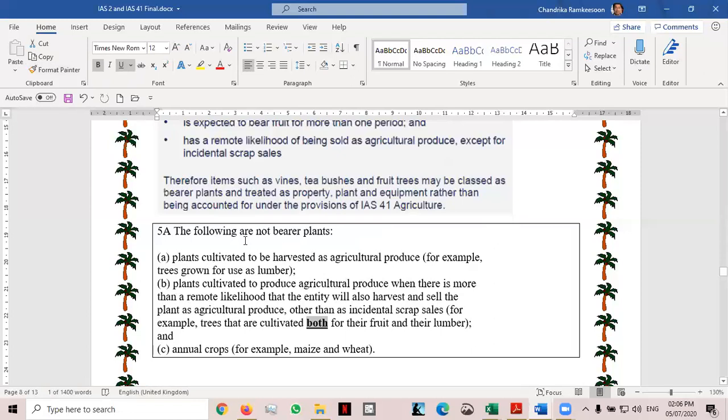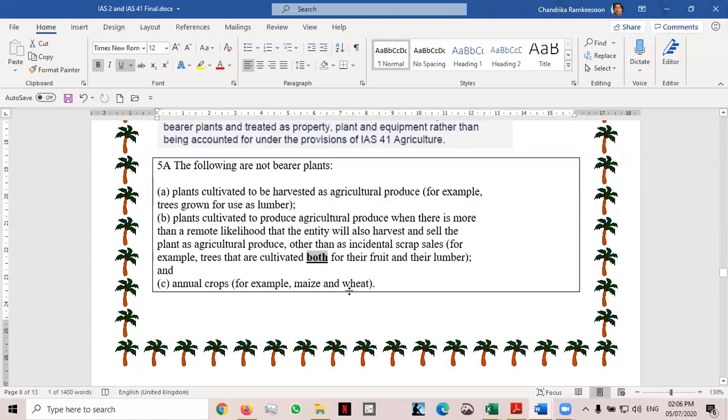And in that case, you see the following are not bearer plants. Plants cultivated to produce agricultural produce when there is more than a remote likelihood and so forth, other than as incidental scrap sales. Trees that are cultivated both for fruit and lumber. So these would normally come under IAS 41. Annual crops, for example, maize and wheat.